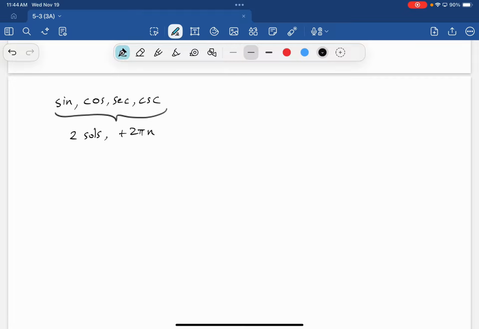We had pi over 6 and 5 pi over 6. And then for each one of those, we had to add 2 pi n. Right? The period is 2 pi. For all four of these functions, the period is 2 pi. And that's why we add 2 pi n.